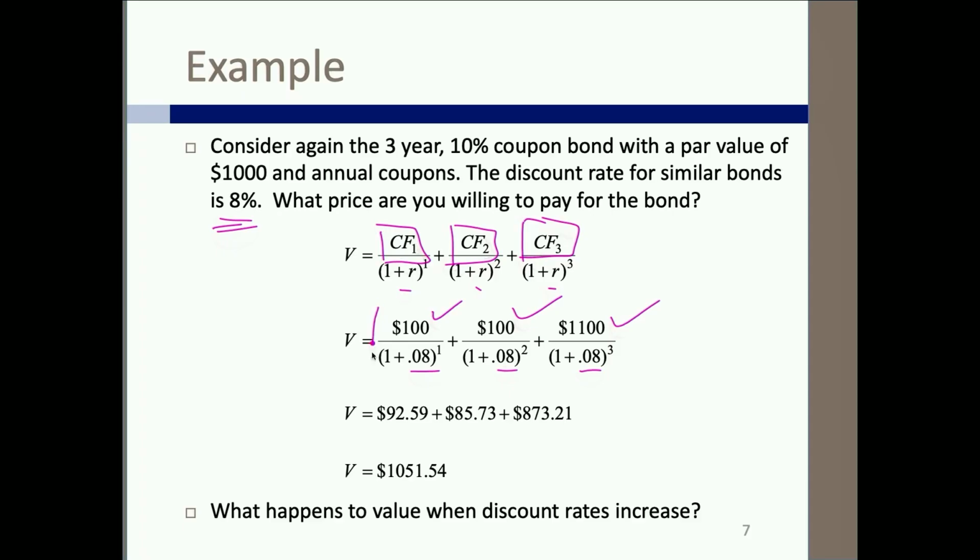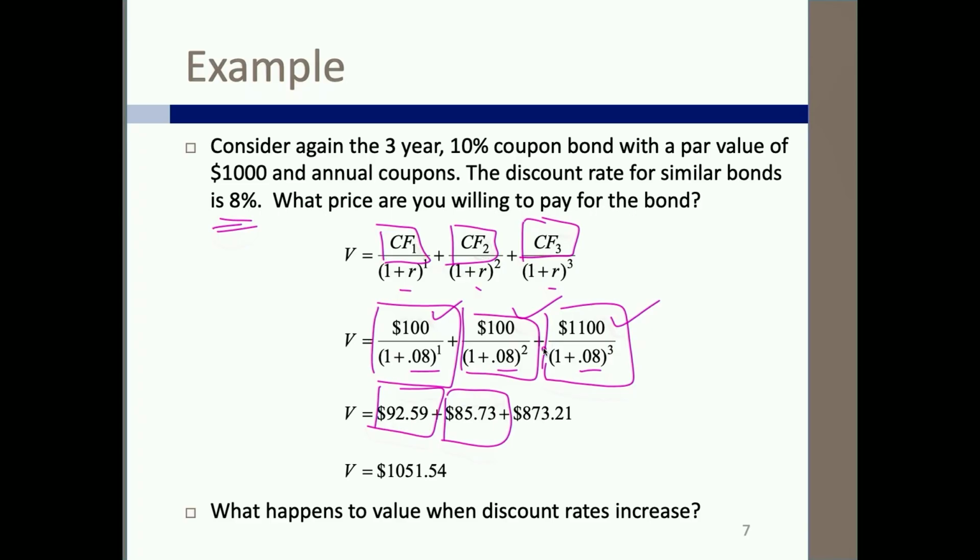And we get what? The first cash flow has a present value of $92.59 when we discount it back to today. The second cash flow has a present value of $85.73 when we discount it back to today. And that $1,100 cash flow 3 years from now has a value of $873.21 today. Add them all together, aka apply value additivity, and we get an economic value of the bond of $1051.54. Okay. And then the bottom of the slide said, what happens to value when discount rates increase?